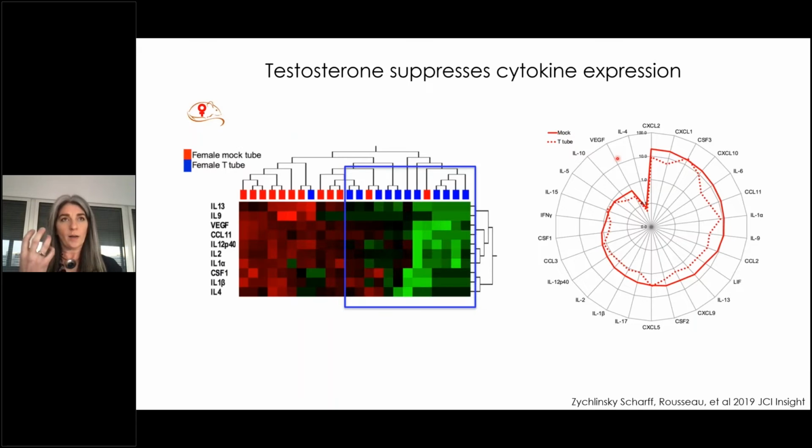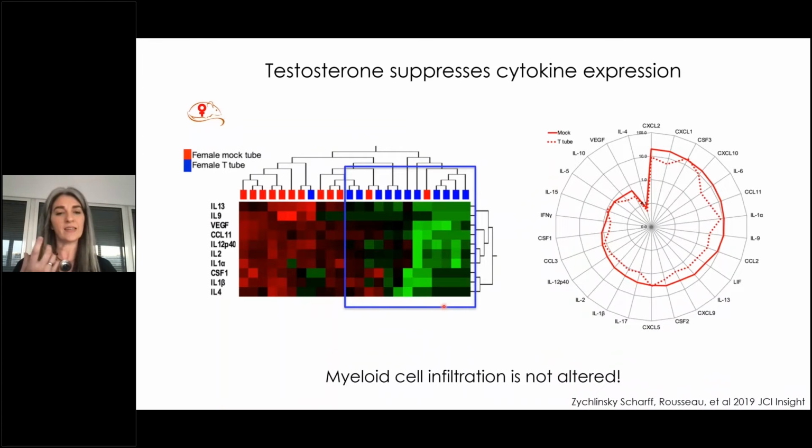So in trying to understand what was essentially mediating this inability to resolve, we looked at, again, the cytokine expression in animals that had been treated with mock tubes or had been treated with testosterone. And we saw that a subset of cytokines were reduced, similar to what we saw in male animals, but one thing we didn't see is myeloid cell infiltration was absolutely unaltered. So that couldn't explain why the animals couldn't resolve their infection any longer.